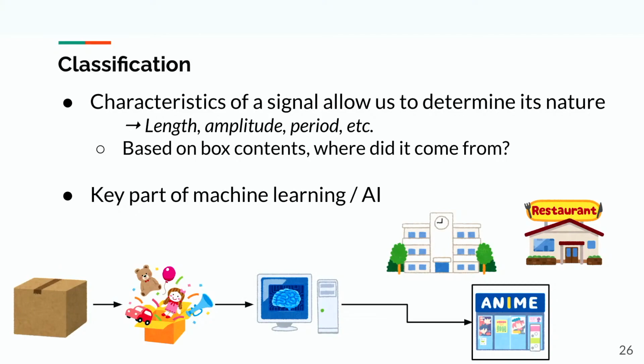The final thing I want to get over quickly before going on to a quick case study is, when we talk about machine learning, one of the main things that it does is something called classification. It's a key part of machine learning, and effectively you use the characteristics of a signal to determine the nature of the signal. So how long is it? What's its period? What's its amplitude? In box speak, by seeing what's inside the box, can we figure out where it came from? So in this case, this box came from the toy shop.